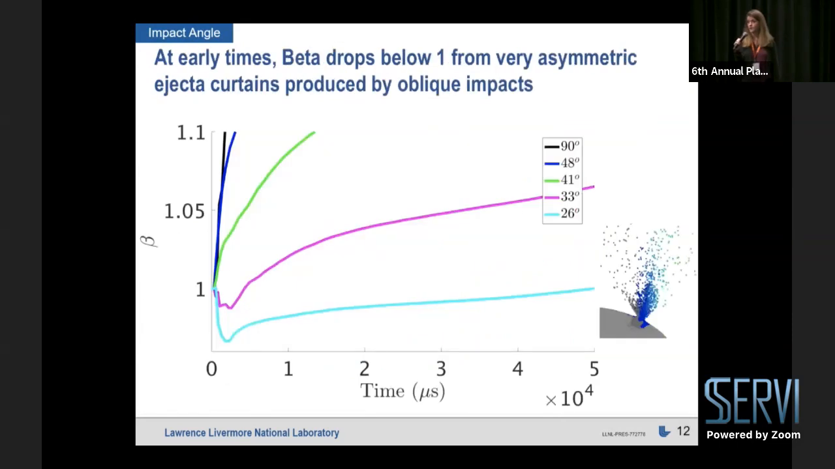Another interesting thing to look at is the time evolution of beta, especially for these very oblique cases, the 33 and 26 degree ones, in magenta and cyan here. You can see that beta dips below 1 at these early times because it is so asymmetric, and there's a lot of momentum in the downrange component that's pushing in that wrong direction. And eventually, over time, these betas get a little bit above 1, but at early times it's so asymmetric that it's less than 1.